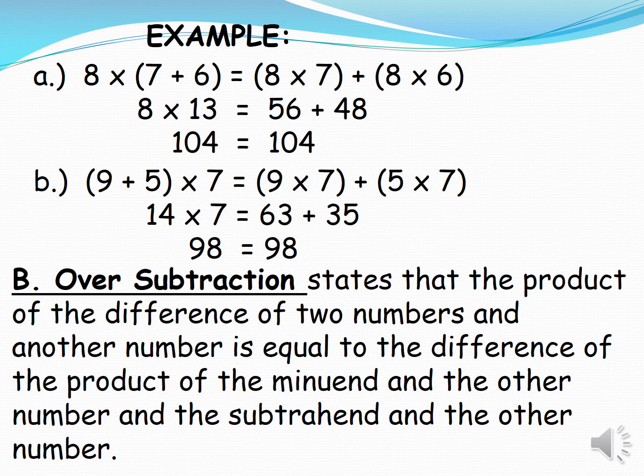Distributive property of multiplication over subtraction states that the product of the difference of two numbers and another number is equal to the difference of the product of the minuend and the other number and the subtrahend and the other number.